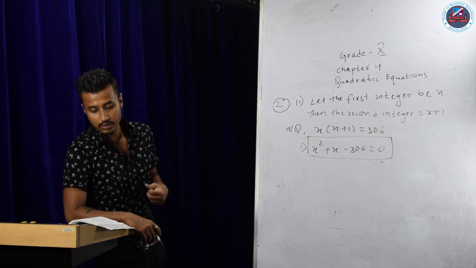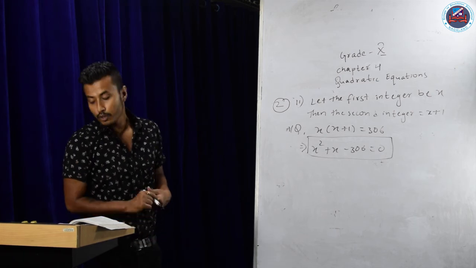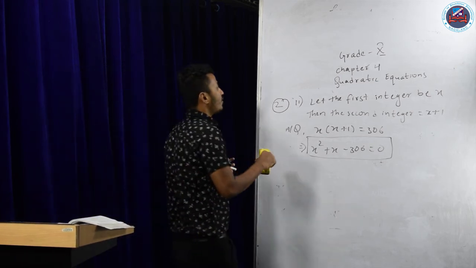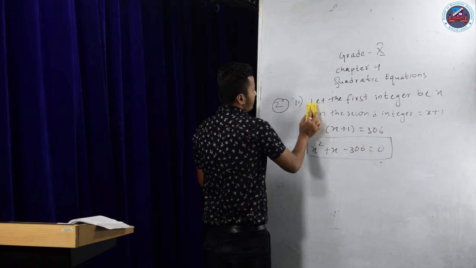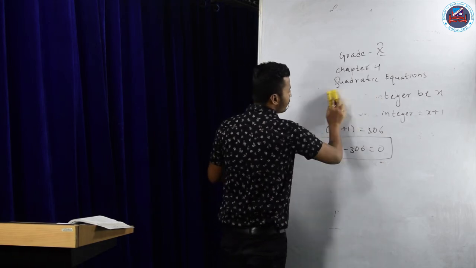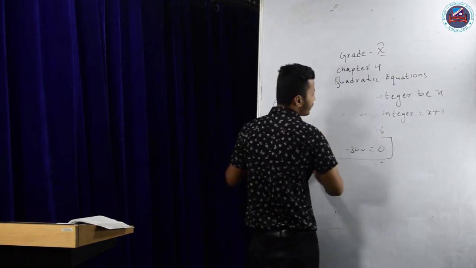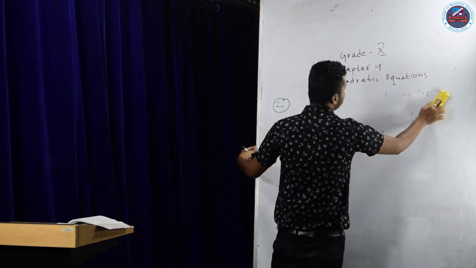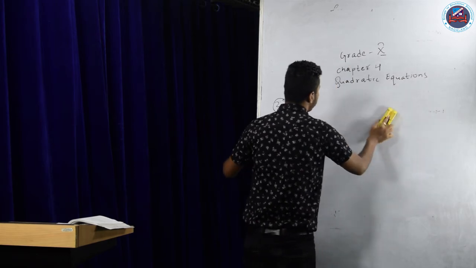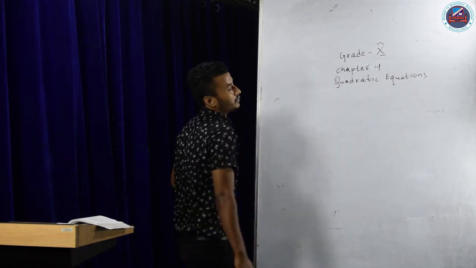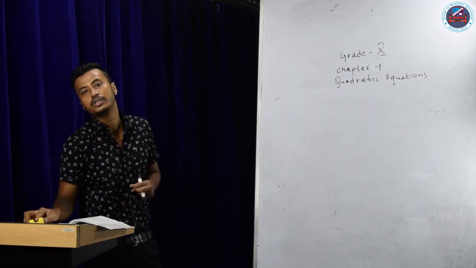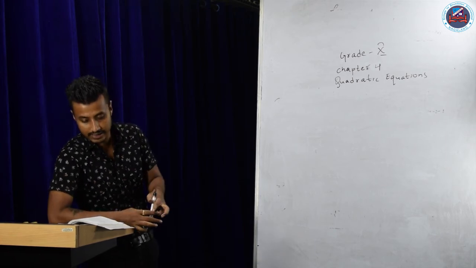Let's do question number 2, part 3. Age problems are very important for your quadratic equations. Age problems are very important. You have to read the question nicely in order to understand the question properly, because like I said, they are not going to give you simple questions. It might be a bit twisted.